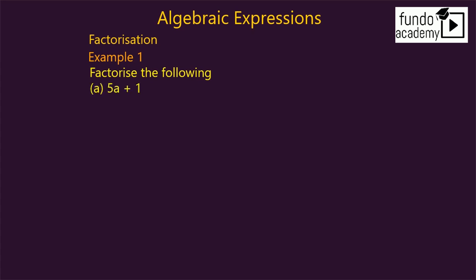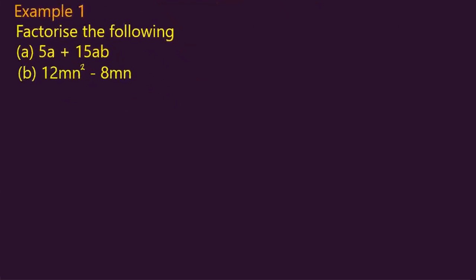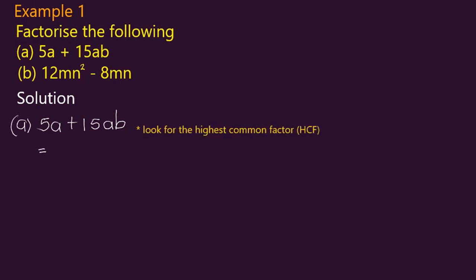So we're going to start with part A, where we have 5a plus 15ab, and on part B we have 12mn squared minus 8mn. Alright, so let's go on to the solution. On part A we have 5a plus 15ab. So the question is, how do we factorize? We first look for the highest common factor of the terms. So here we've got 5a and 15ab.